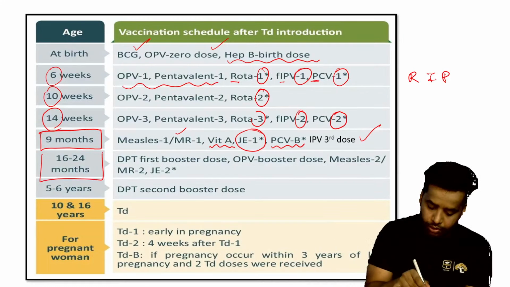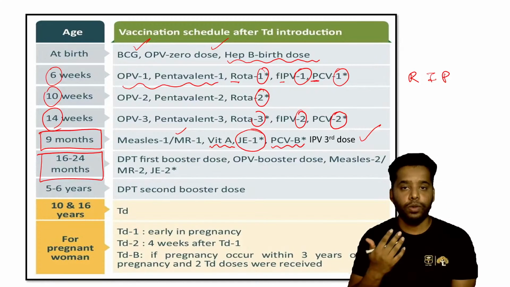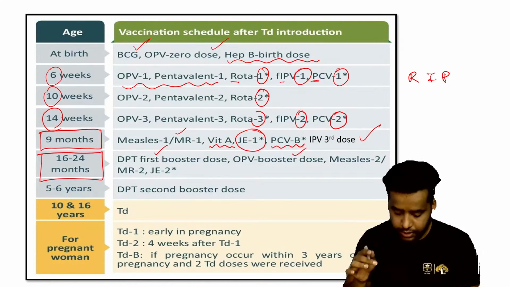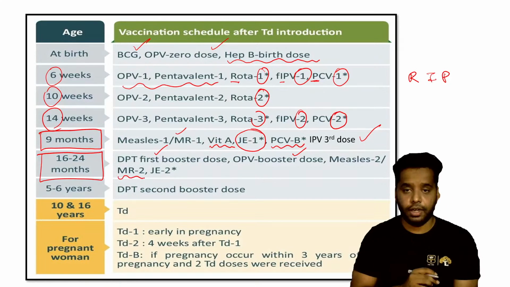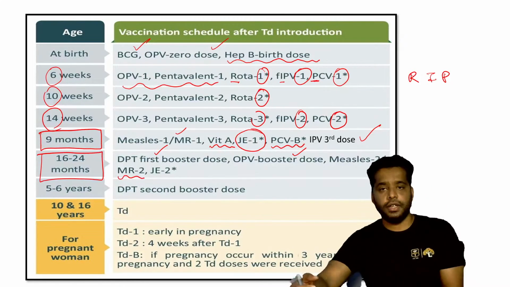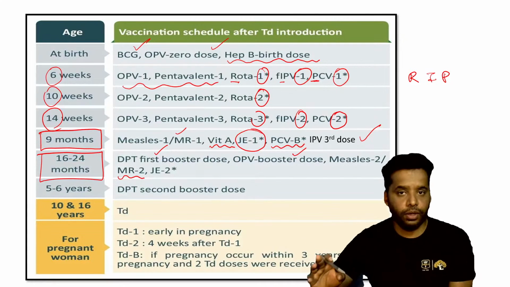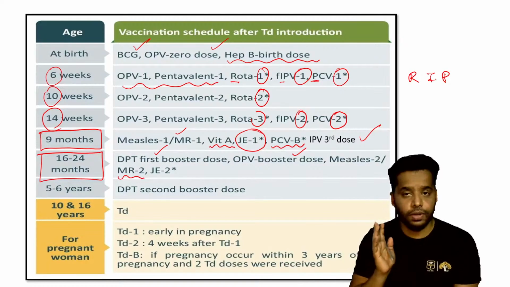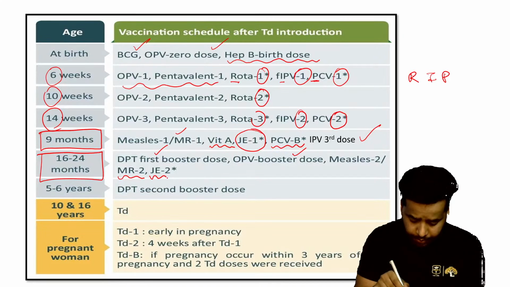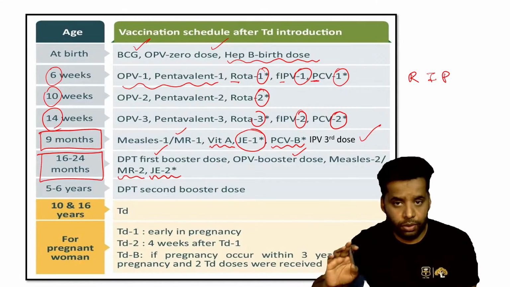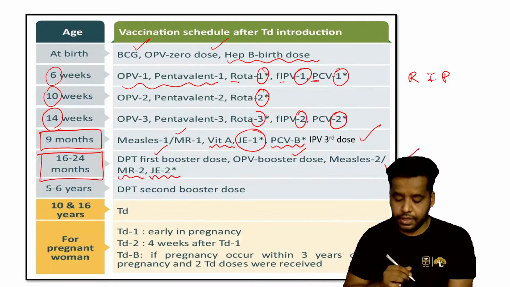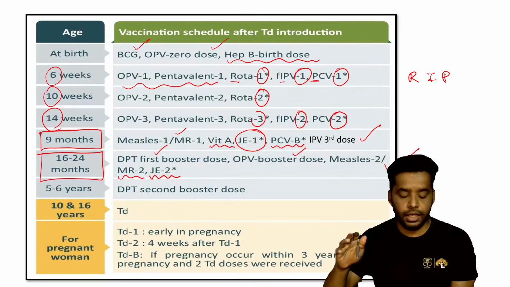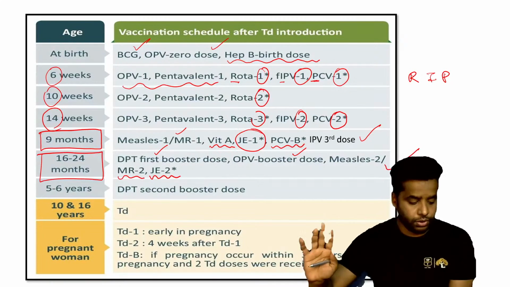16 to 24 months, when the child has crossed 1 year, we are supposed to give booster doses. DPT first booster, OPV booster. Along with this, measles second dose or MR second dose. Most of the states have shifted to MR. So you should remember, MR how many doses? 2 doses. First dose at 9th month, second dose at 16 to 24 months. Japanese encephalitis second dose at 16 to 24 months. Keep this in mind: when is MR second dose given in the national schedule? There are 2 doses of measles, rubella. Good.